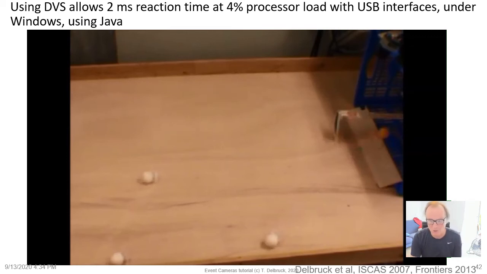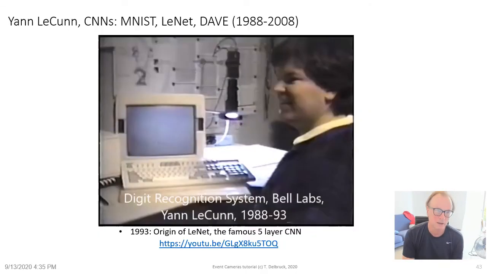So that was really quite cool for us to see that we could do these rather simple but quick robotics problems at low computational costs using DVS. You know, that leads a little bit into the current era of CNNs as pioneered by Yann LeCun.